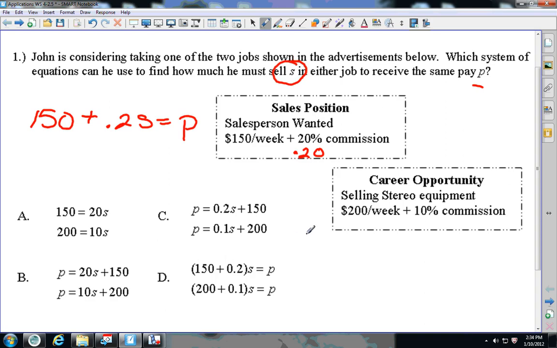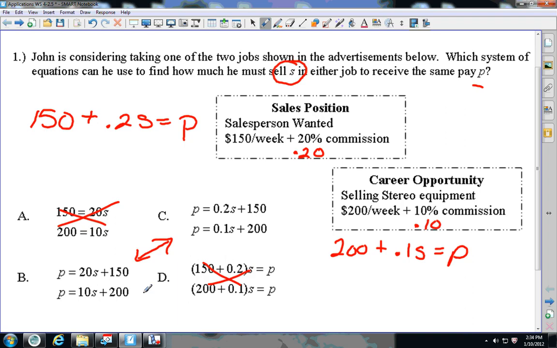So on the next one, the other opportunity, this time you get $200 a week for being at work, plus, but this time you only get 10%. So I'm going to change that to a decimal there. So I have 0.1 S, and that equals P. Now right here, if you notice, these two look a lot alike. I can eliminate these two, A and D.